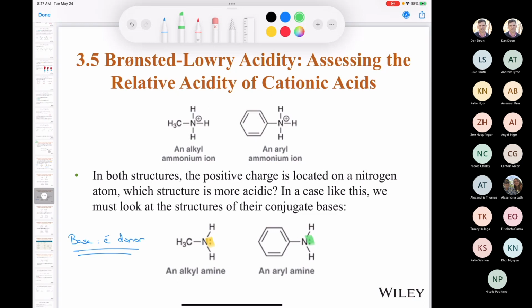Now, why would that be? It's because the pair that's in yellow is localized. It is stuck there. They're not going anywhere. There's no resonance structures that you could draw for that lone pair. However, the lone pair on the aryl amine is not localized, is it? They're not nearly as available because they're delocalized, and we could draw a whole collection of resonance structures for this aryl amine.